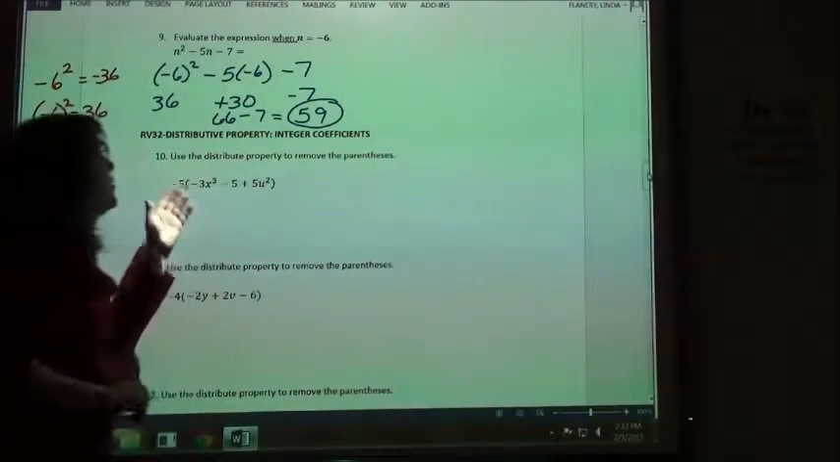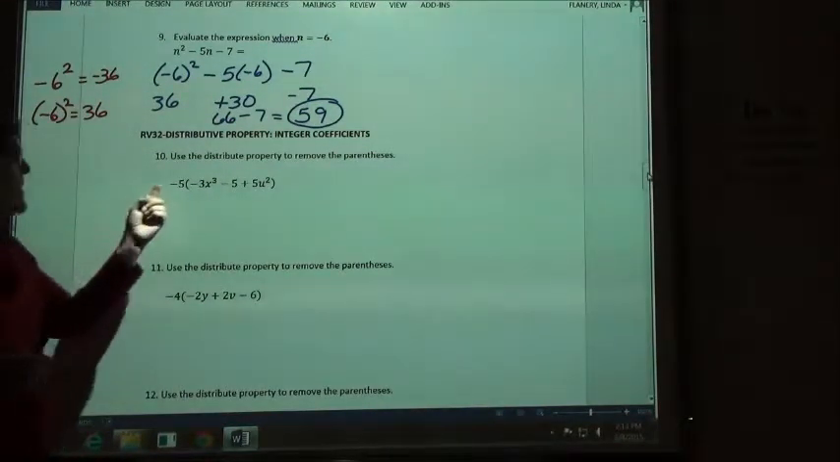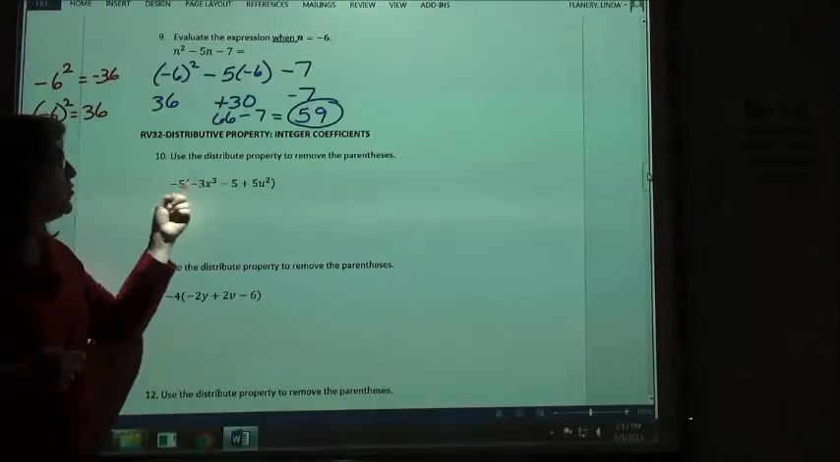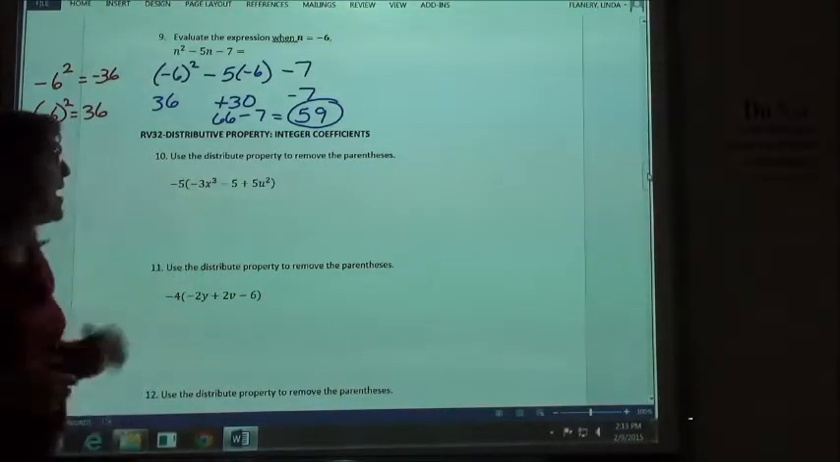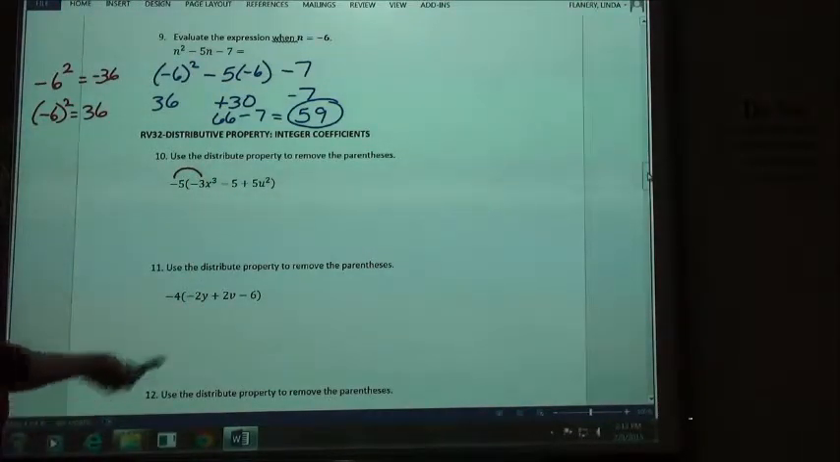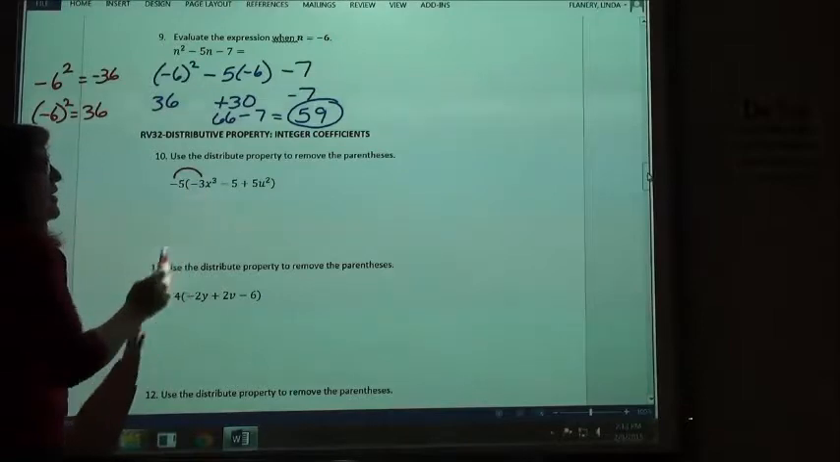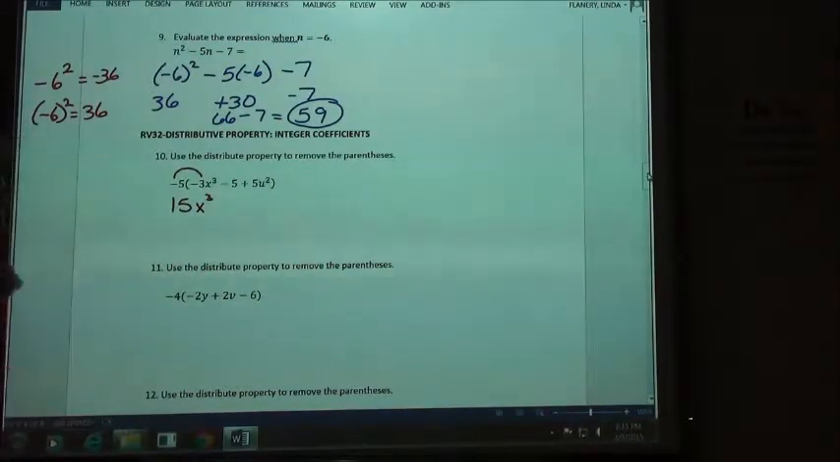Number 10, we're going to use the distributive property. We're just getting a little longer. It wants you to recognize that you're just multiplying the coefficients. Those are the numbers. You're not doing anything with the variable part except bringing it down. A negative 5 times a negative 3x cubed, you're taking negative 5 times negative 3, which is 15, and then the x cubed goes behind it.